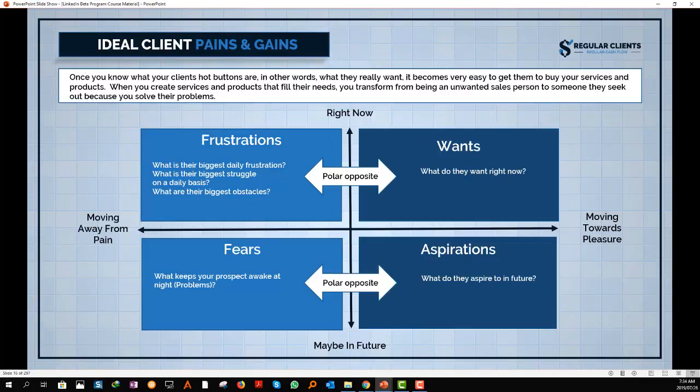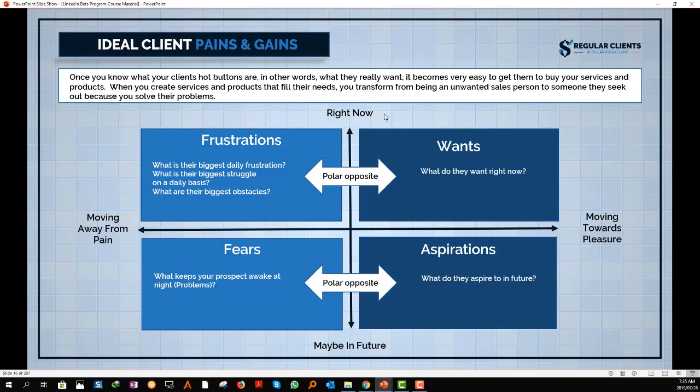Now that we have our niche, the next thing we've got to do is look at what I call the ideal client pains and gains. So in order for us to actually position ourselves, we have to solve a problem. That's really why people come to us. They don't really care about anything else. They want us to be able to solve a problem. And when I say problem, it can be a negative problem, or it can be a positive problem. So on the left-hand side here, you'll see the frustrations and the fears, and I call those combined the pains. And then on the right-hand side, we have the gains. So we've got the wants and the aspirations.